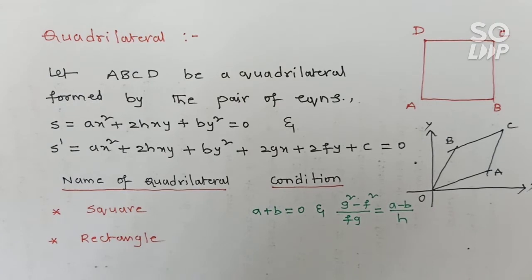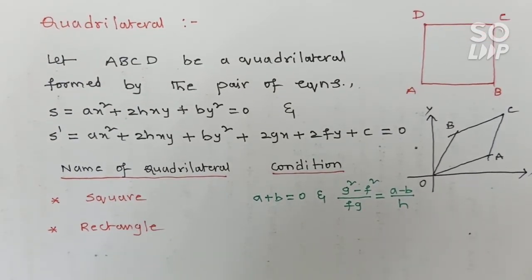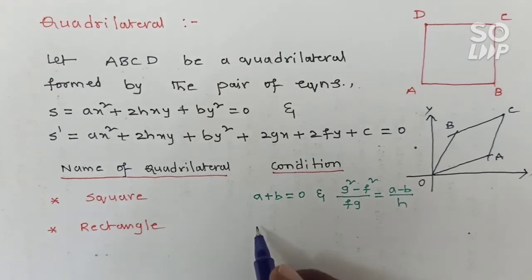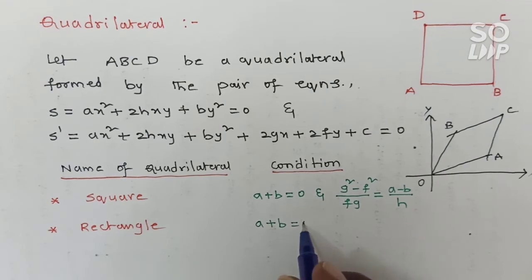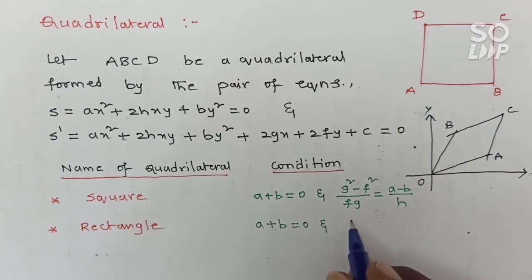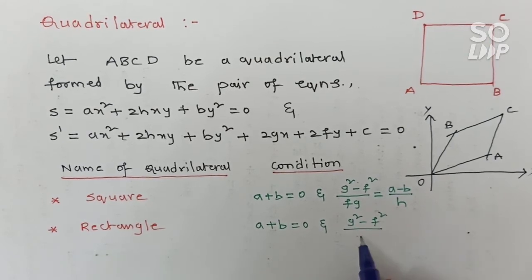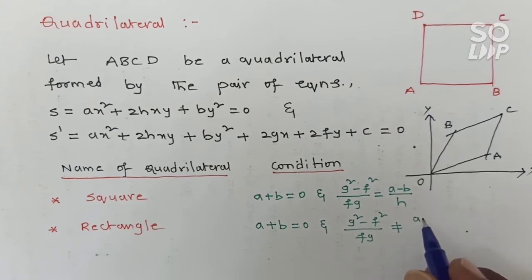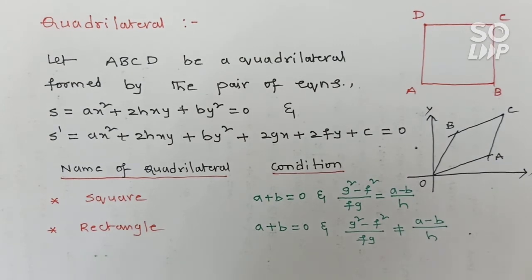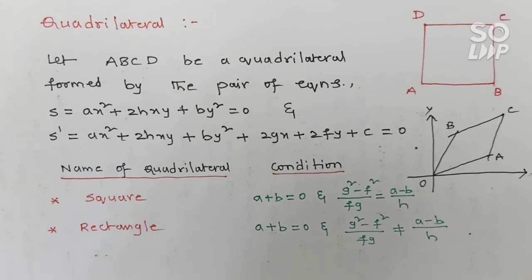So when will it represent a rectangle? If only the first one is satisfied: a + b = 0 and (g² − f²)/(fg) ≠ (a − b)/h. This is the condition for the quadrilateral to be a rectangle.